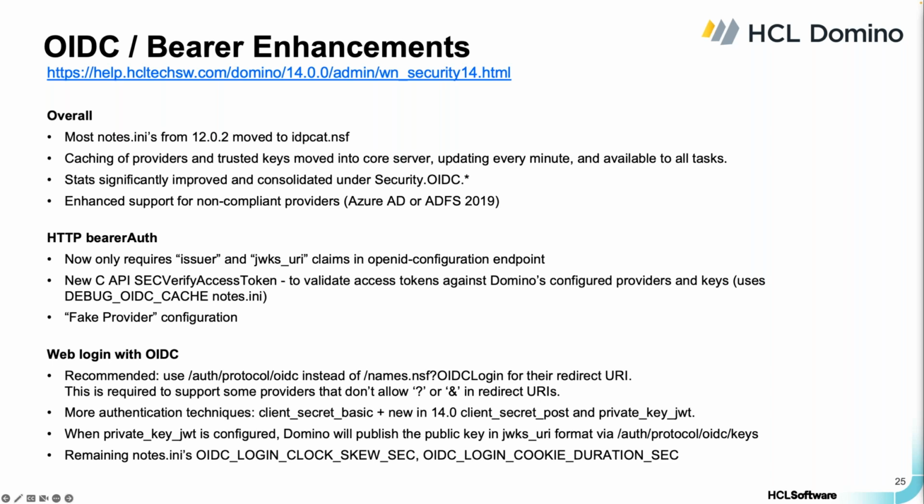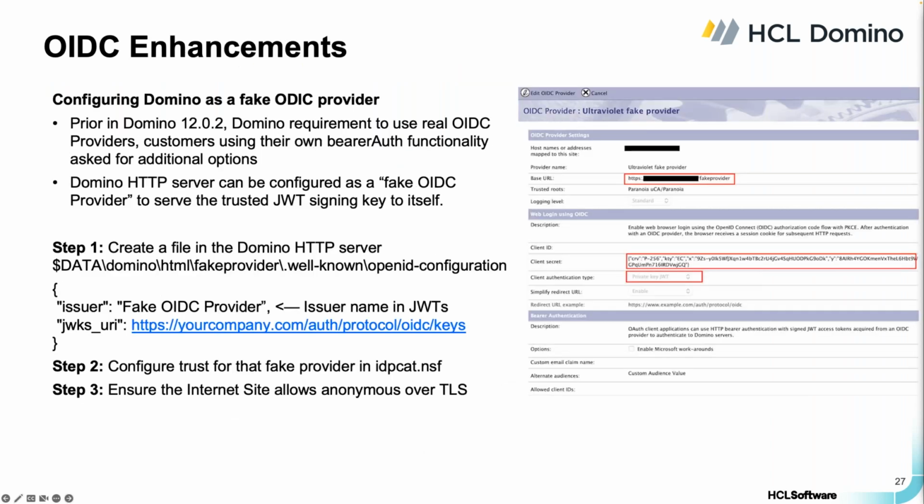And for those people who are building your own things, building your own server tasks, we have a new API, SECVerifyAccessToken. So your app that calls this Domino C API on the back end can acquire access tokens and then validate them against Domino's configured providers and keys. So instead of trying to do everything yourself, you can let Domino do the heavy lifting, configure the trusted provider in IDP-CAT, and just use a single API call to verify if this access token is valid or not.